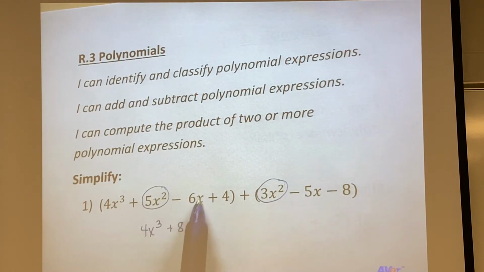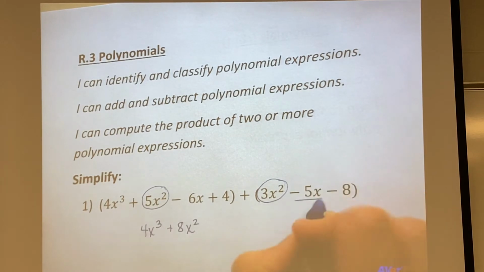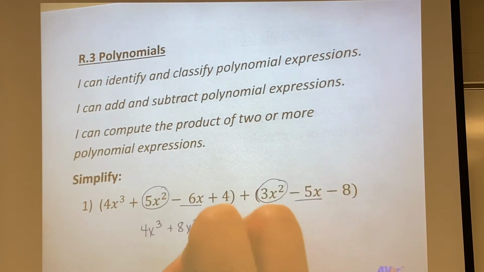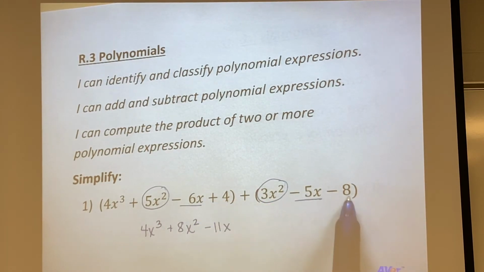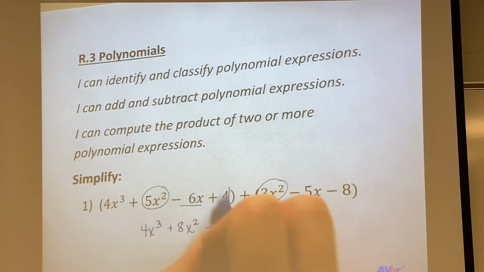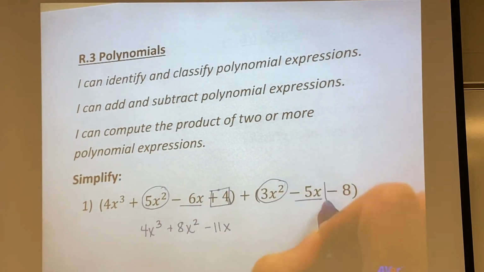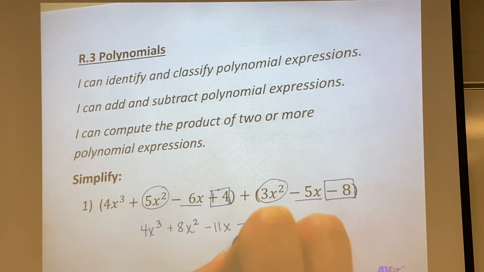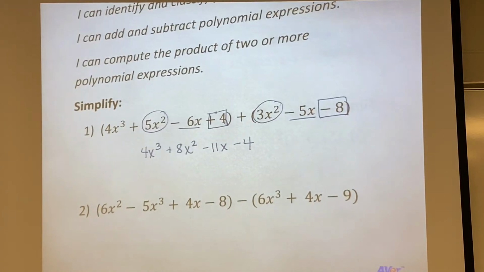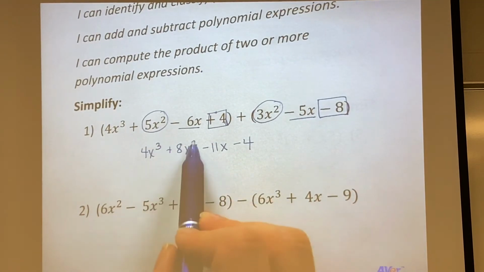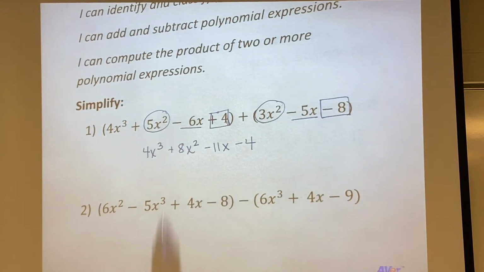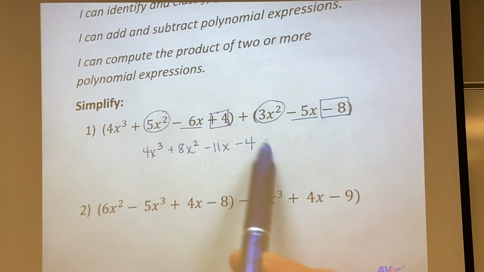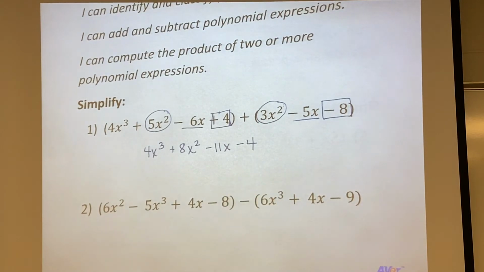Then I move on to just the x to the first. So here's a negative 6x and a negative 5x. Those are like terms. So negative and negative gives me a negative 11x. And then my constants, we have 4 and negative 8. So a positive 4 with a negative 8 combines to give me a negative 4. And that's my final answer. You don't want anything in your final answer to have the same exponent. If so, you have more simplifying to do. So we have a cube, a square, a first, and then a constant here. So nothing else we can combine.